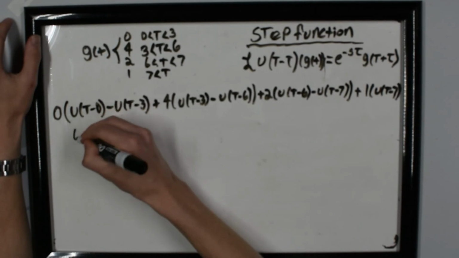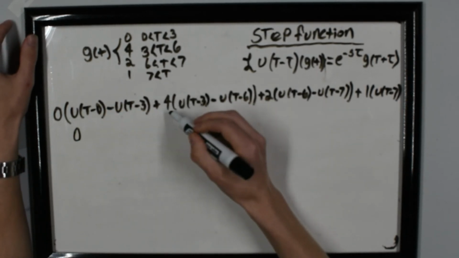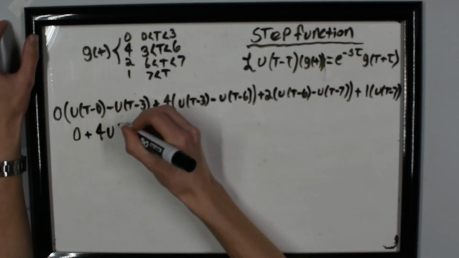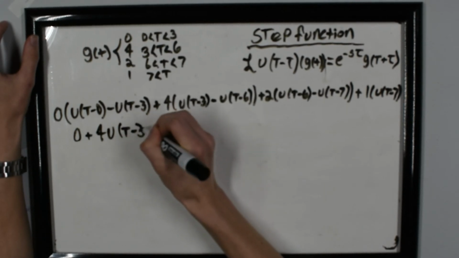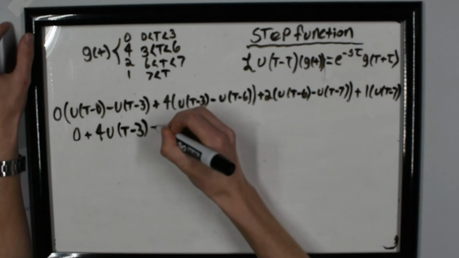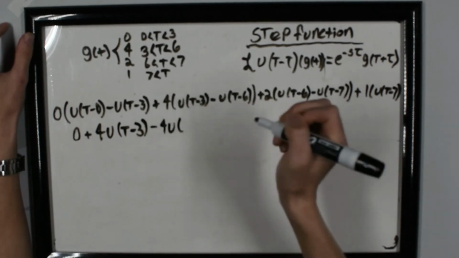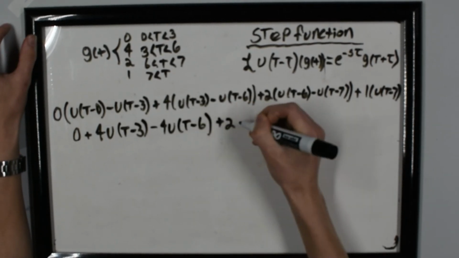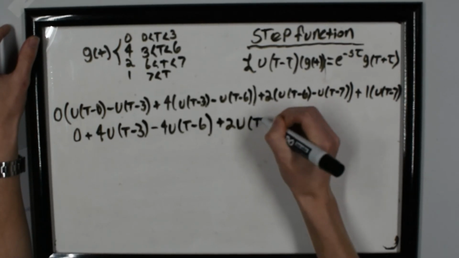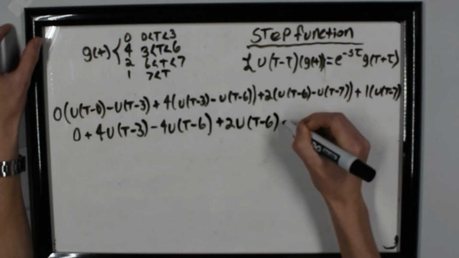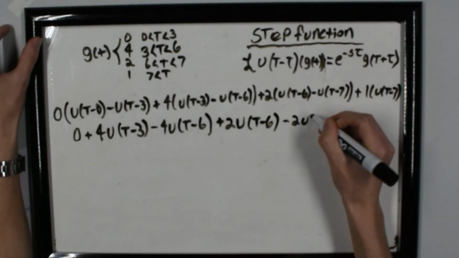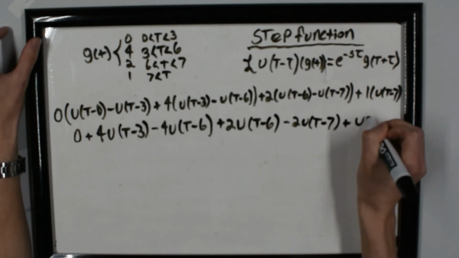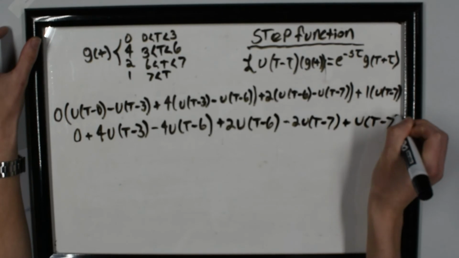This is 0, so this turns to just 0. We can distribute that 4. And don't worry too much about that u. It just represents that it's a step function. It's how we identify them: when you see that u, you know it's a step function. So anyways, I distributed that 4, and I'm going to do the same for the 2: 2u(t minus 6) minus 2u(t minus 7). And then we're left with plus u(t minus 7).